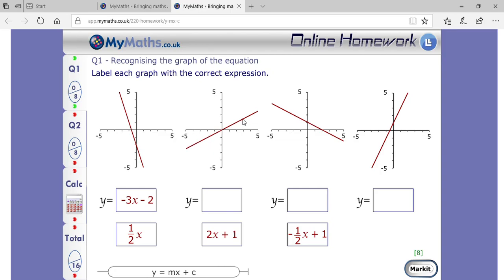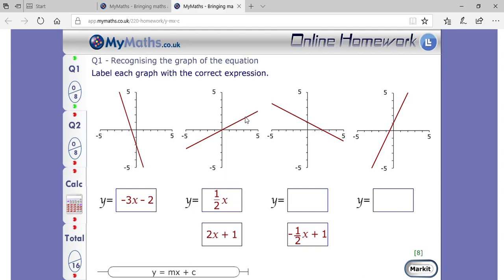Now the second one. Okay, so the second one would be, the line is cutting through the origin at zero, so there is no intercept. Yes, that's great. So it would be half x. Fantastic. So your answer is perfectly right, because if your graph is passing through the origin, that means there is no intercept. So no constant value will be there, like plus 1, minus 1, plus 2 or anything else.